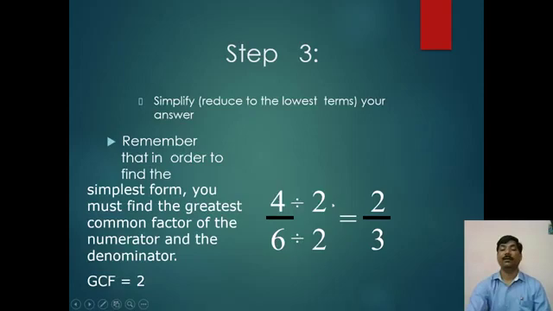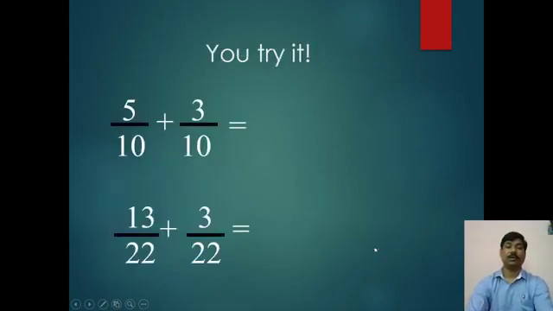So 4 divided by 2, you get the numerator 2. 6 divided by 2, you get the denominator 3. Here 2 and 3 are co-prime, or we can say that the GCF of 2 and 3 is 1. So 2 upon 3 is the simplest form of 4 upon 6. The final answer will be 2 upon 3. Now try yourself.